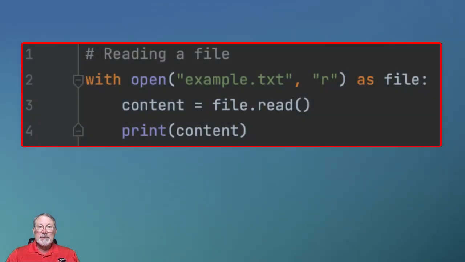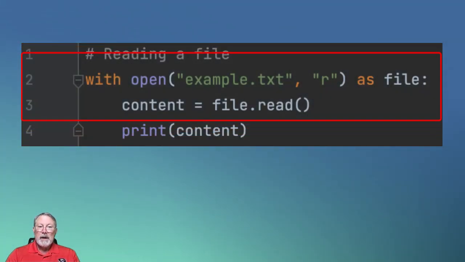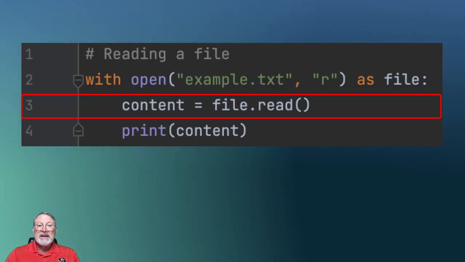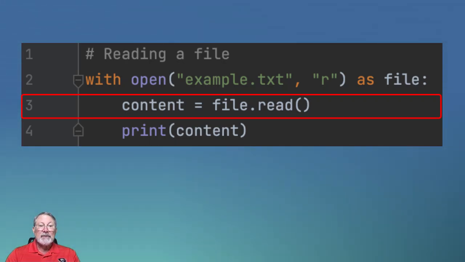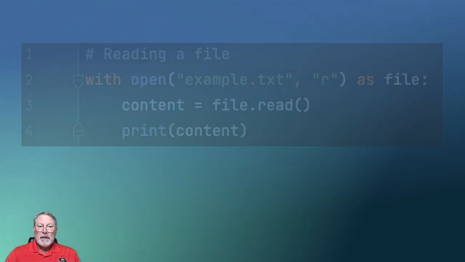Let's start with a simple example, reading the contents of a text file. Here, the open function opens the file in read mode, and the read method retrieves the file's contents. The with statement ensures the file is closed automatically.